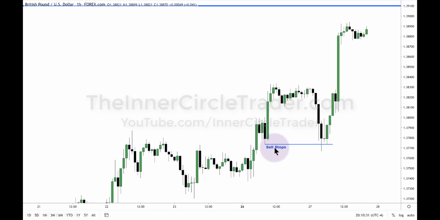So these sell stops flood the market with sell orders, and smart money buys them at the market. So it goes right in here and buys them. This is called pairing of orders. The market hits this, and then price rallies.